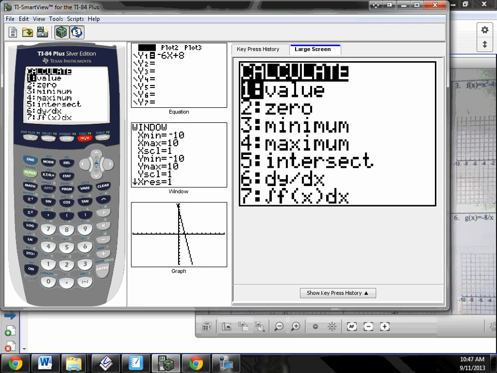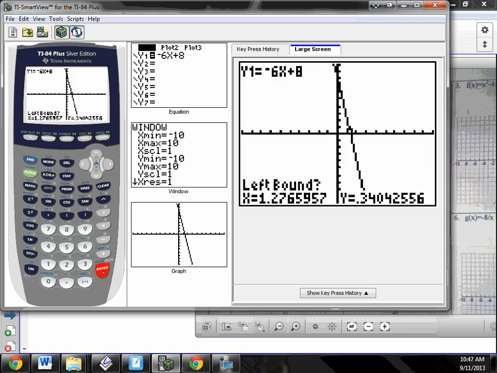So we want to find the zero. So in this list, number 2 is 0. So we go to number 2. Now, it's going to ask us 3 questions, and this is a little bit tricky. The calculator is not smart enough to just find the answer for us. So it says, looking at what you think the answer is, tell me some number to the left and some number to the right, and then some number in the middle, and I'll tell you what the answer is.